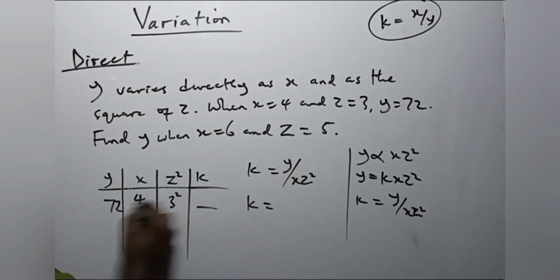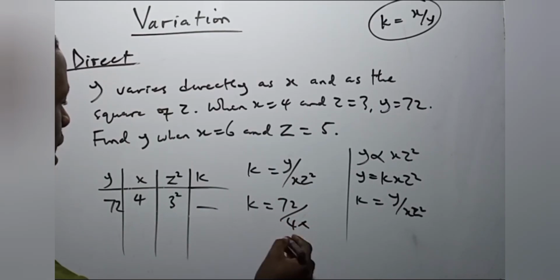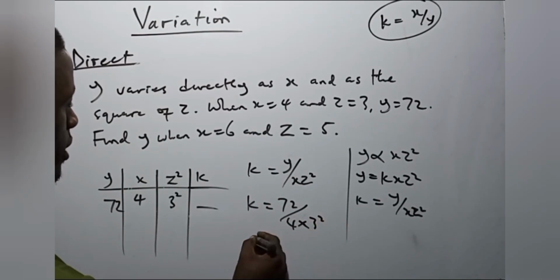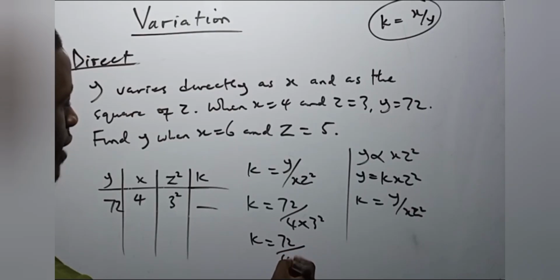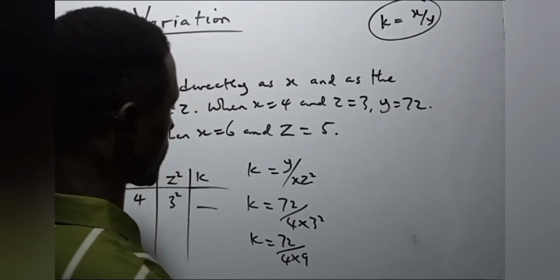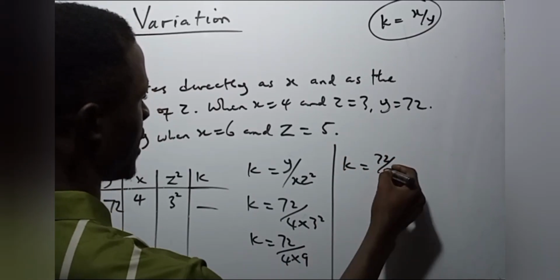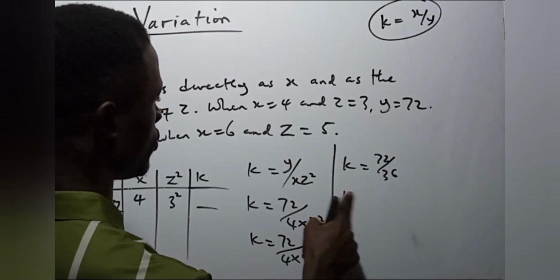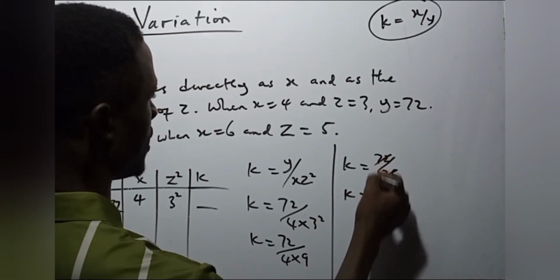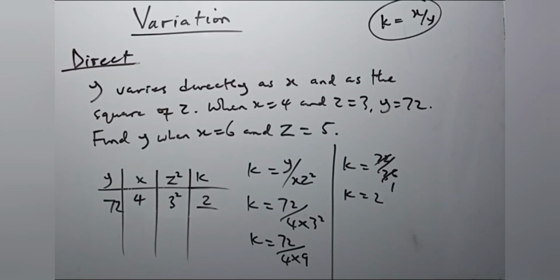Now K is going to be Y, which is 72 for this particular row, over X, which is 4, times 3 squared. So this is going to be 72 over 4 times 3 squared, which is 9. So K is going to be 72 over 4 times 9, which is 36. K is going to be 36 here, and 36 in 72 is 2. So K here is equal to 2. But remember that K must be constant all through. So let me just write the second one.